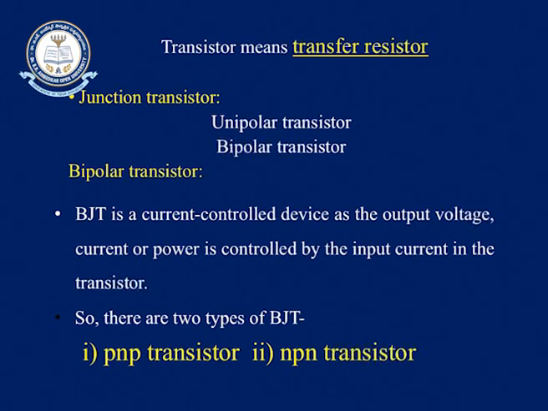Among these transistors we use the junction transistor. In the junction transistor, there are 2 types: unipolar transistor and bipolar transistor. What is the meaning of unipolar transistor? Only one type of charge carrier is there, either majority charge carriers of p type or of n type. We have 2 types of charge carriers, p type and n type. In p type we have holes, in n type we have electrons. So current passes through only one type of charge carrier; that is a unipolar transistor.